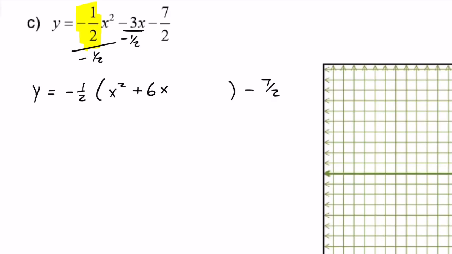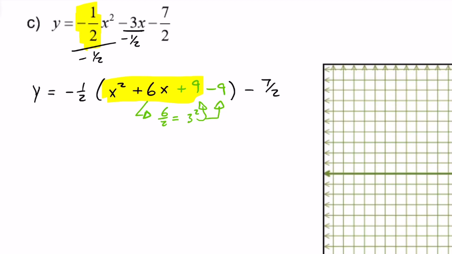Now I'm going to complete the square, and again, I take half of the middle term. So 6 divided by 2 is 3, squared is 9. So I'm going to add 9 and subtract 9 inside the brackets. These three are a perfect square trinomial because 3 times 3 is 9 and 3 plus 3 is 6, right?